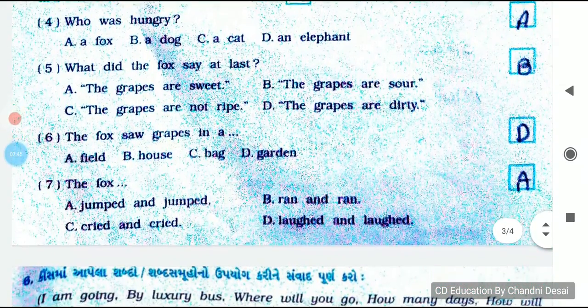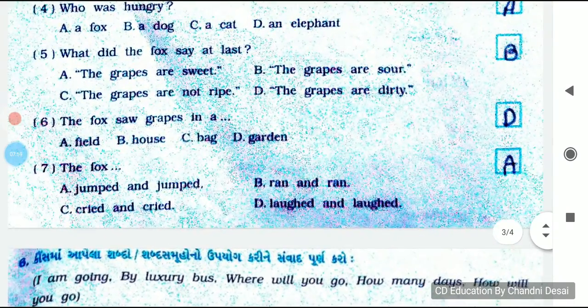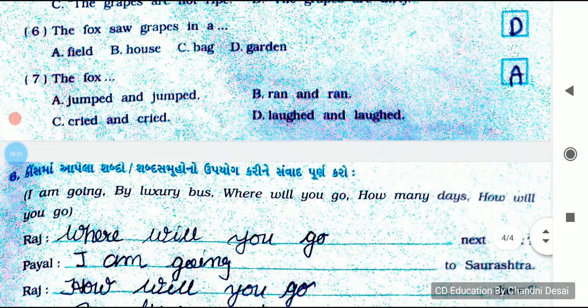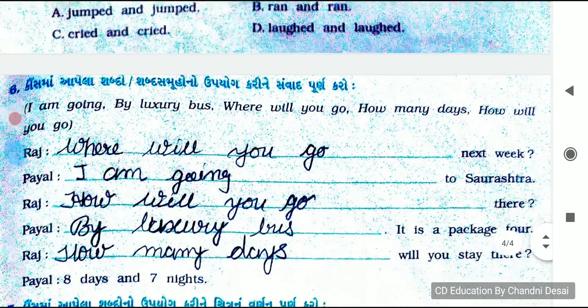Fourth, who was hungry? Answer, a fox. Fifth, what did the fox say at last? Answer, B. The grapes are sour. Sixth, the fox saw grapes in a. Answer, D. Garden. Seventh, the fox. Answer, a jump and jump.